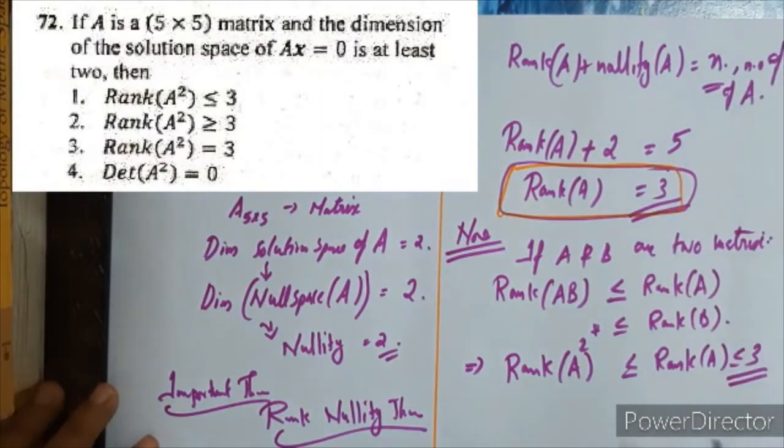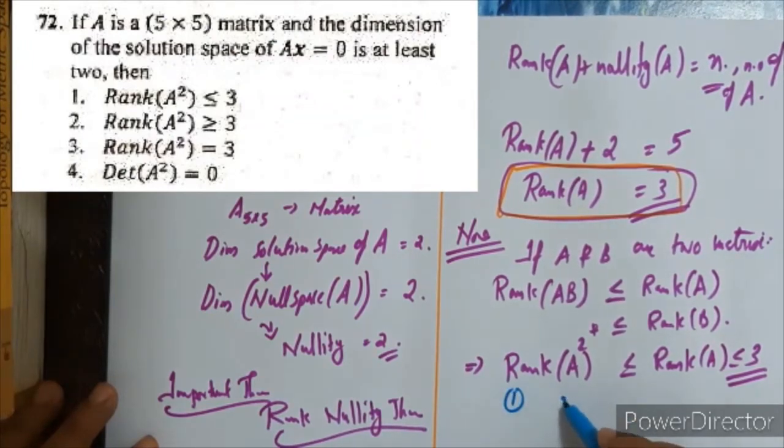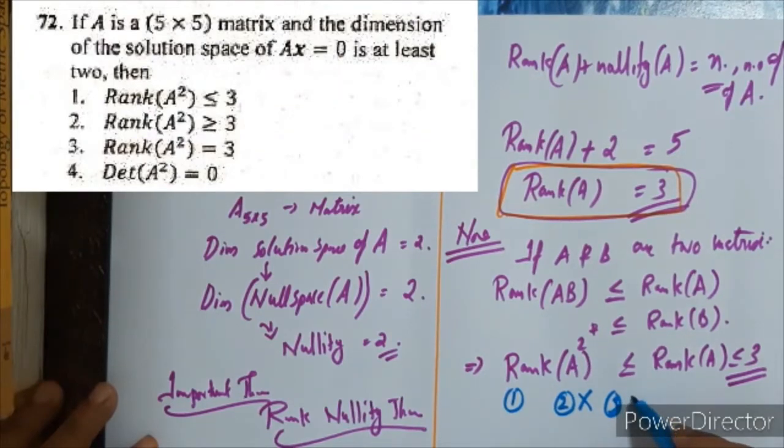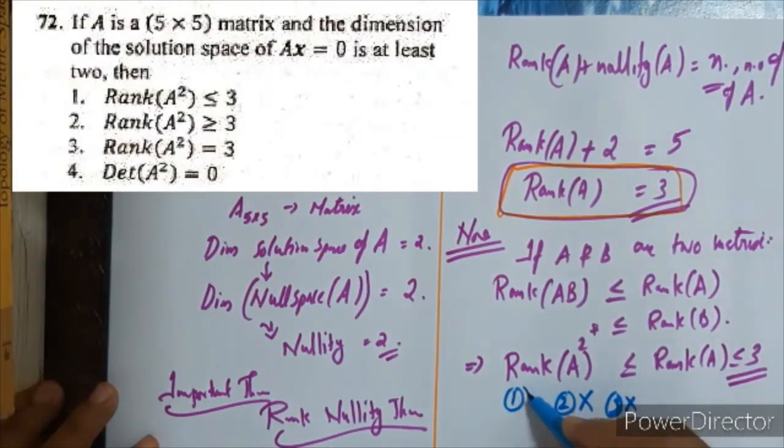Now what are the options? First one, rank of A square is equal to 3. Second one, rank of A square less than or equal to 3. Third one, rank of A square greater than or equal to 3. Fourth one, rank of A square exactly equal to 3. That is not possible, there may be a matrix which has rank less than 3. So this is also false. This is correct.